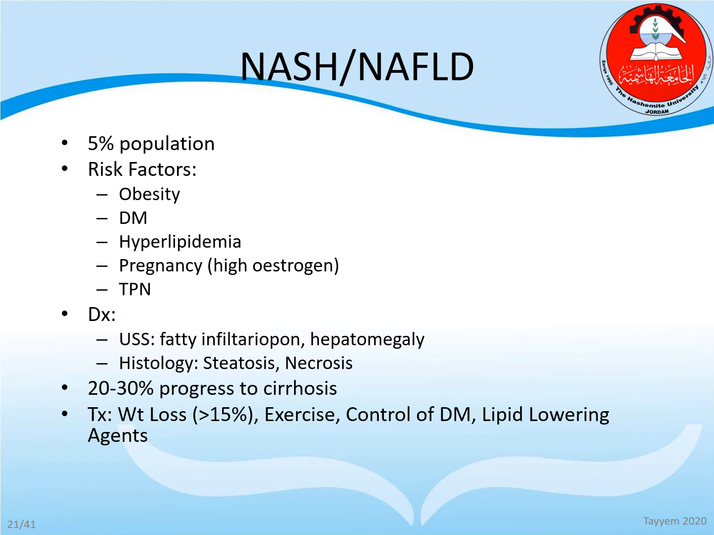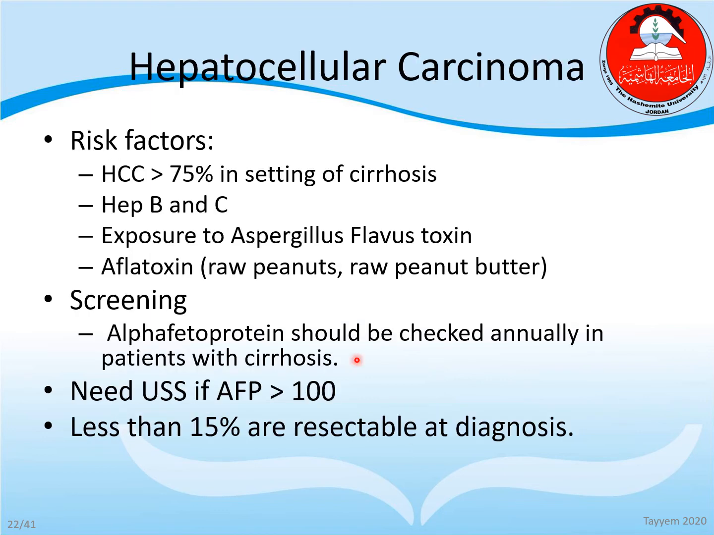Non-alcoholic fatty liver disease affects 5% of the population, and the risk factors are mainly obesity and diabetes mellitus, pregnancy, and TB, and additional risk factors. Diagnosis is usually on imaging such as ultrasound or CT scan, which shows hepatomegaly and fatty infiltration. Biopsy will show steatosis and necrosis. If it's not treated, 1/3 of those people will progress to cirrhosis. Treatment: they need to reduce weight with diet and exercise, control their diabetes, and lower the lipids in their circulation.